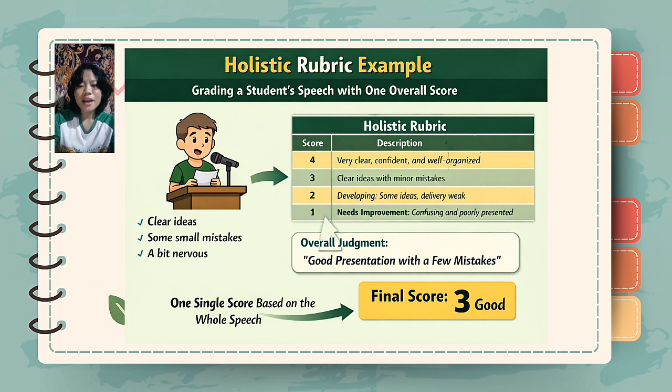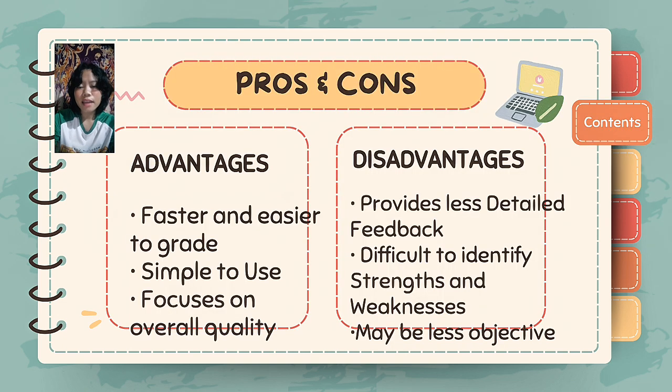Okay, now let's move on to the advantages and disadvantages of holistic rubrics. Okay, now let's dig deeper into this topic, guys. Okay, for the advantages of holistic rubrics, let's read the first one. It is faster and easier to grade. Faster and easier to grade.